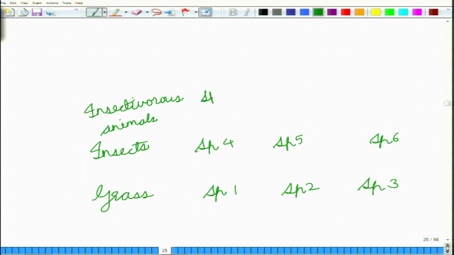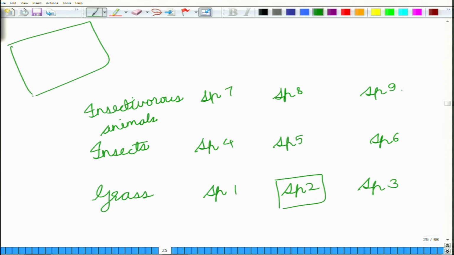So let us say you have species 7, species 8 and species 9. Now what do we mean by homeostasis? Now suppose this particular species of grass has proliferated itself. So essentially you have this particular grassland in which the earlier composition was, let us say, 1/3 for all the 3 species. So in any patch you will have 33% of species 1, 33% of species 2 and 33% of species 3, or let us say 34% of species 3.